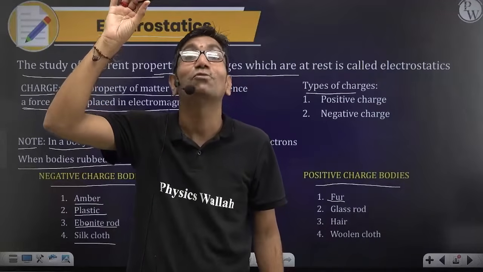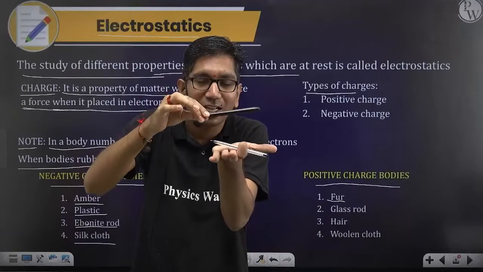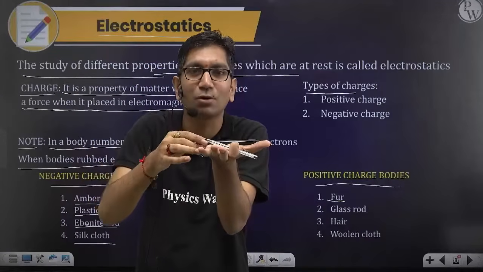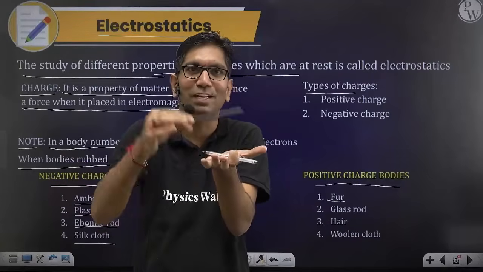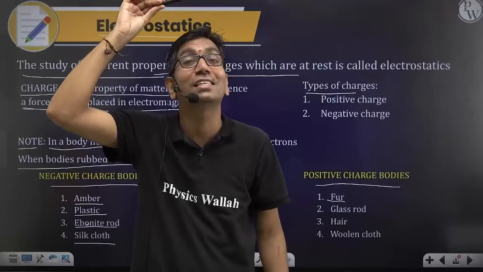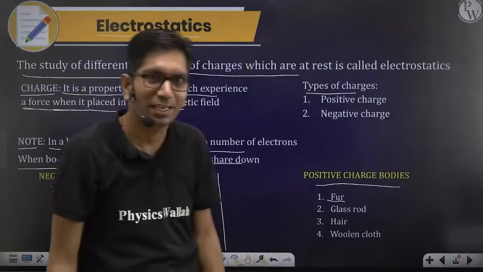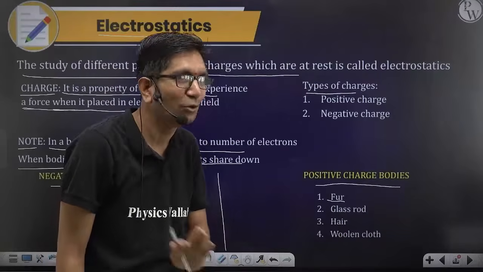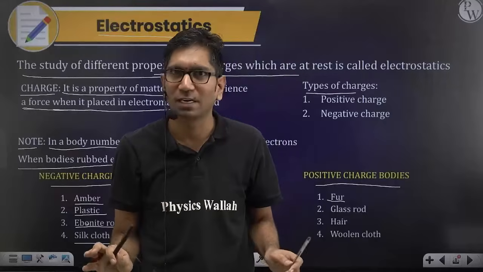No. Why? Because when the charged body is in contact with the ground, it becomes neutral. Is it clear? Right, beta. So it becomes neutral. That's why the hairs are not attracting towards the pen. Is it clear for you all? No doubts? Very good. So this doubt has been cleared for you all.